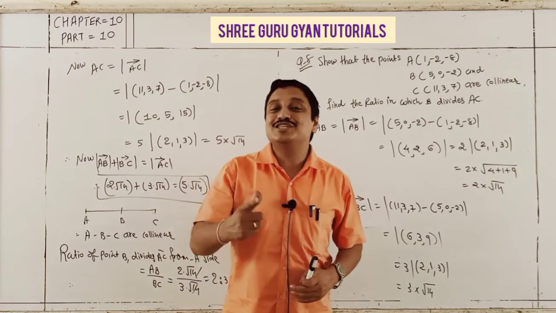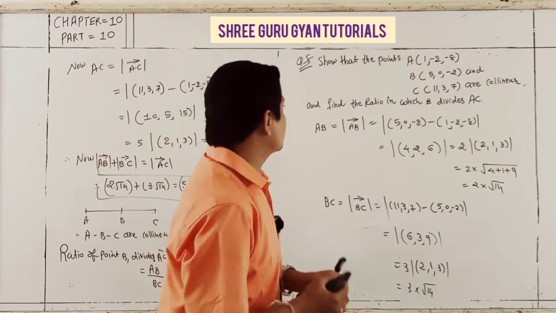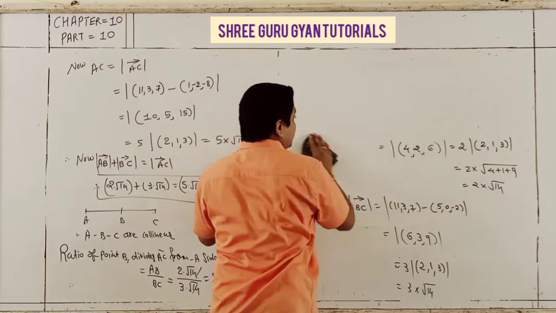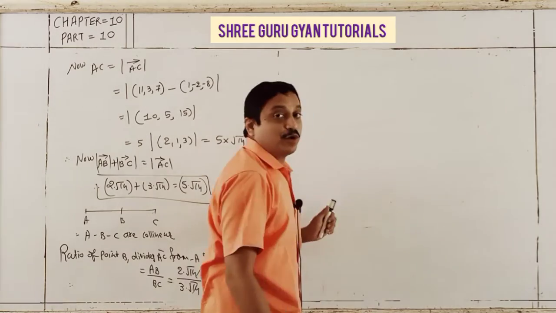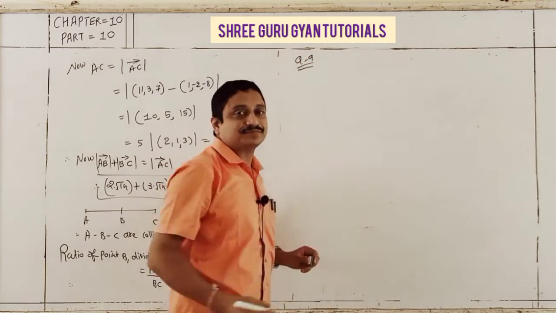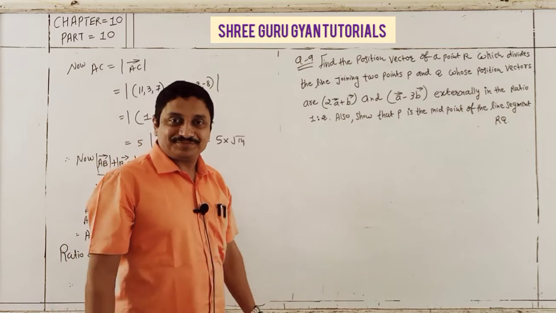Now I continue with our question number 9. Students, in question number 9, that is also one of the ratio-wise questions, and the question is given in terms of the midpoint. Now continue, students, question number 9.